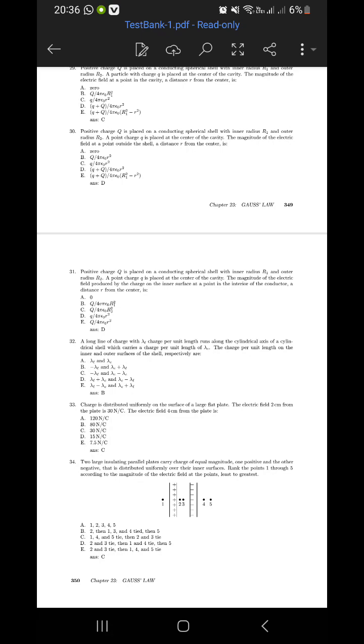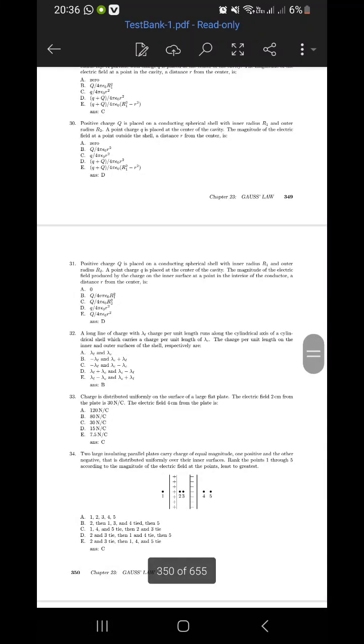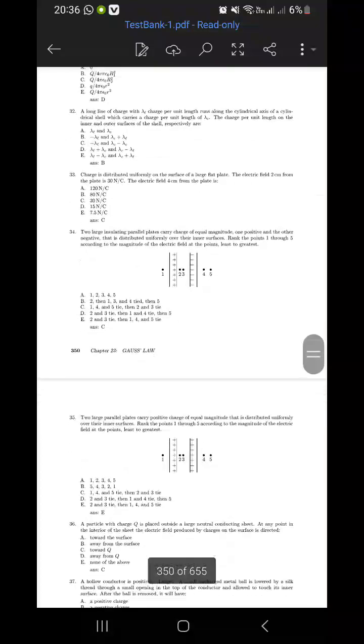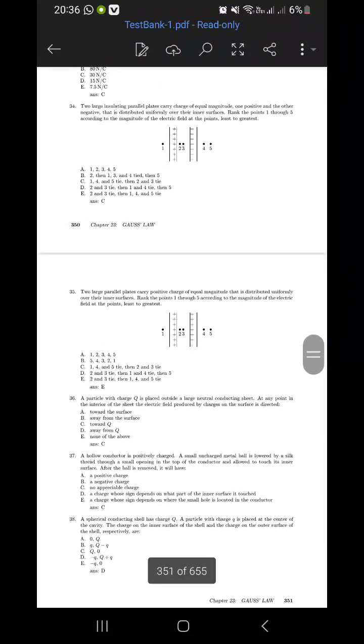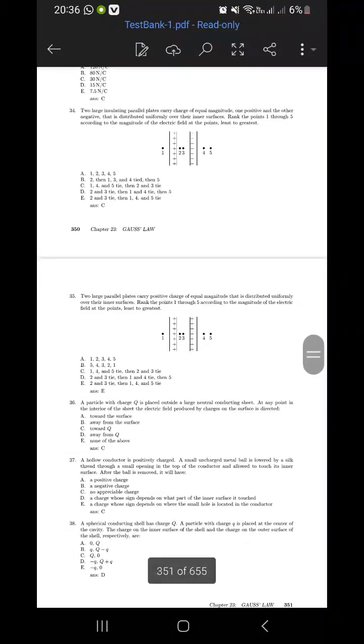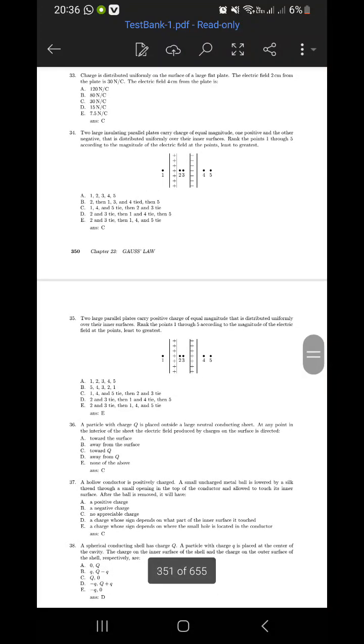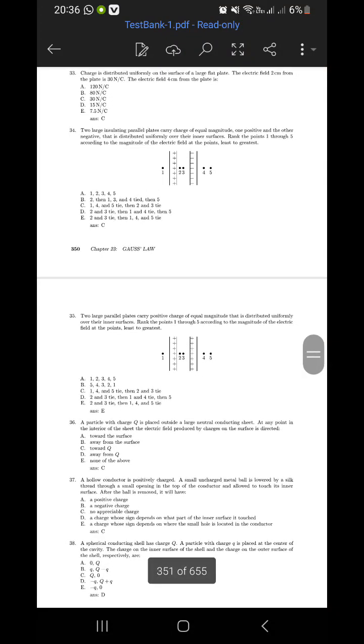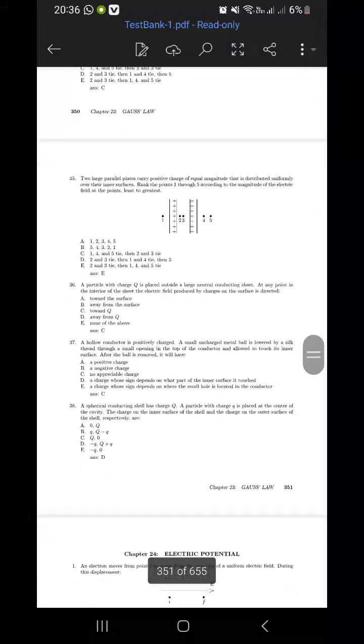Charge is distributed uniformly on the surface of a large flat plate. The electric field 2 cm from the plate is some value in newtons per coulomb. The electric field at a different distance from the plate is 30 newtons per coulomb.